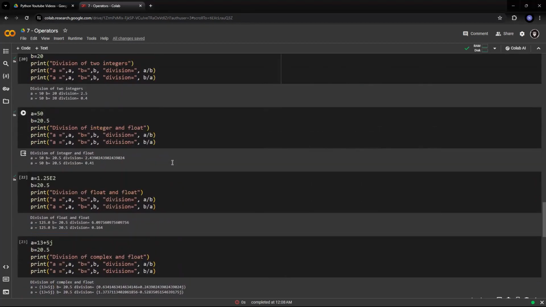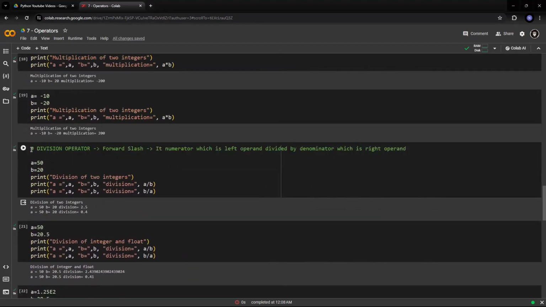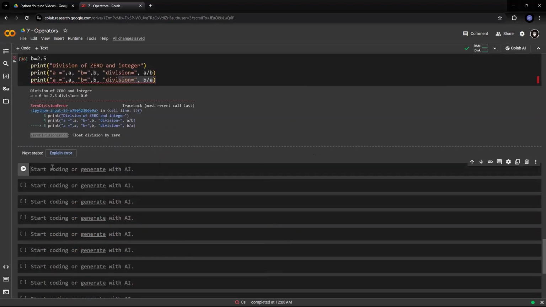Let's now move to our next operator in arithmetic operators, which is the modulus operator. Now it is denoted by a percent sign. Yes, this is denoted by a percent sign. Now you need to understand it returns the remainder after the denominator divides the numerator.